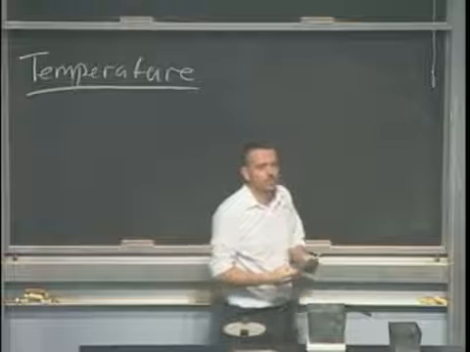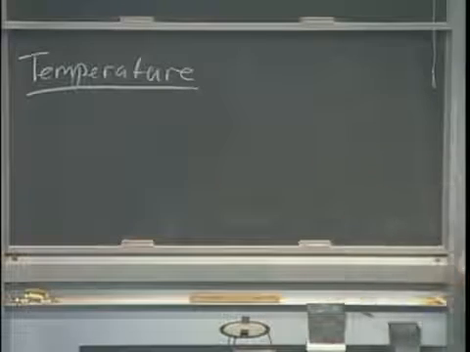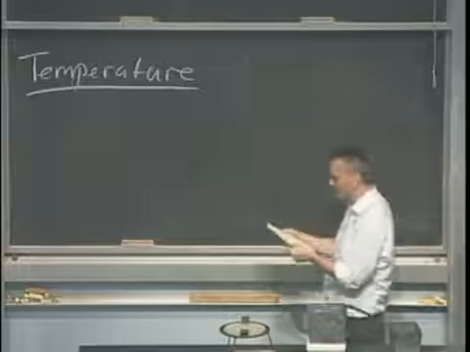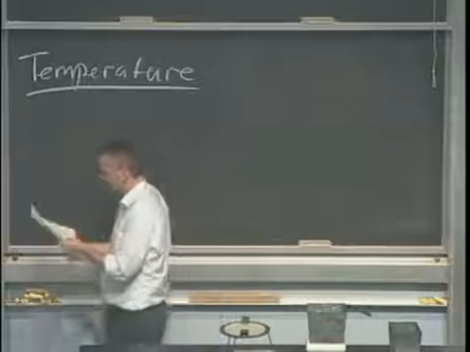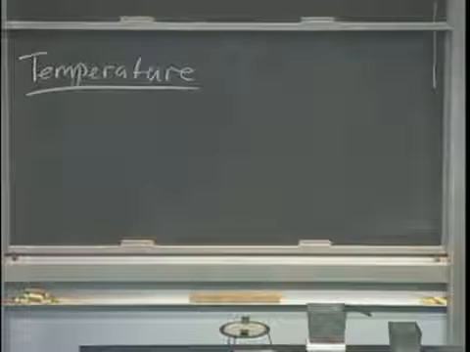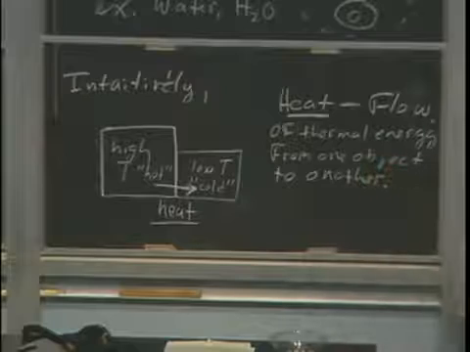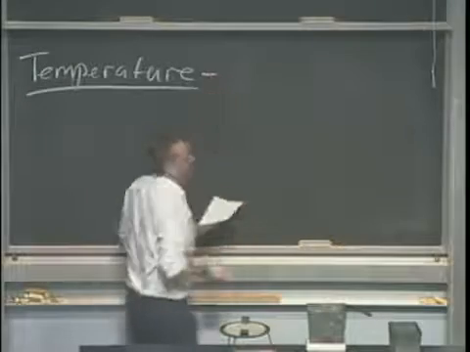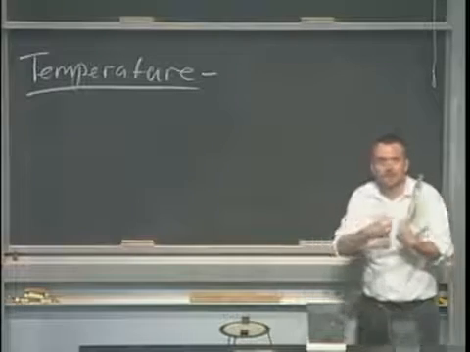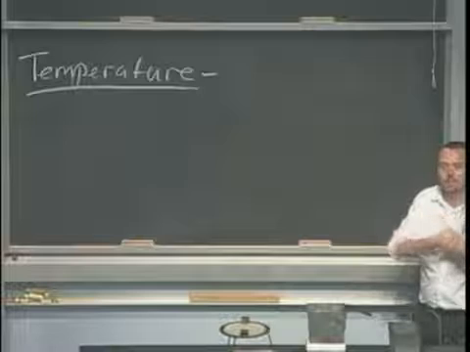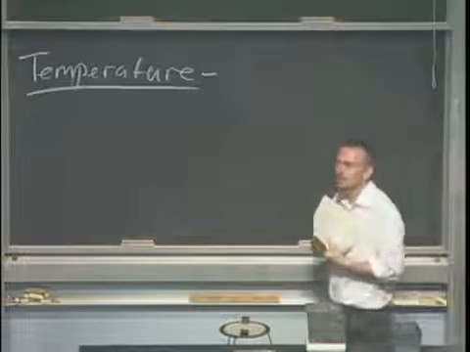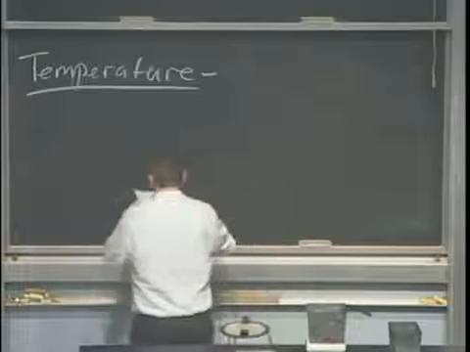Okay, so before we get to a technical definition of temperature, let's just talk a little bit about what we intuitively know. Temperature is our relative measure of how hot something is or how cold something is. We know that if there's a temperature difference between two objects and you put them in contact with each other, heat will flow from the hotter object to the colder object.